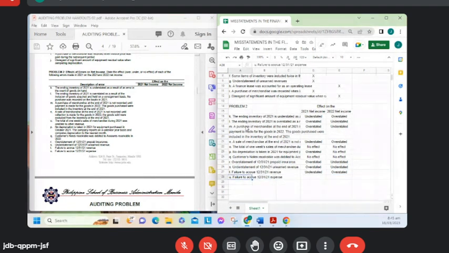Okay, letter U, failure to accrue expense naman. If the expense is understated, it will result in overstated net income. Come 2022, if it is corrected, or if the company records this expense, then that will result in understated net income. All right. Any questions? Can you give me a thumbs up if you're okay with problems one and two? If you really understood problems one and two.